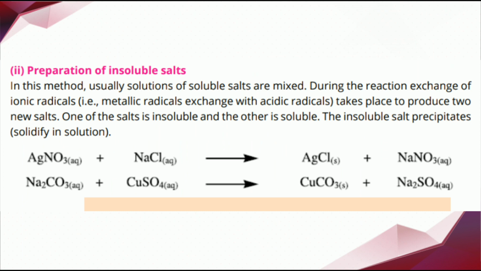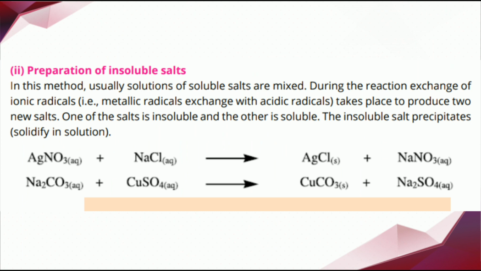The insoluble salt precipitates out. Silver nitrate AgNO3 plus NaCl. Both are soluble salts. When mixed with each other it produces silver chloride plus NaNO3. Sodium nitrate, aq is written at the bottom of sodium nitrate. It produces soluble salt, and silver chloride, s is written at the bottom of silver chloride. It means solid. Precipitates of silver chloride are formed.